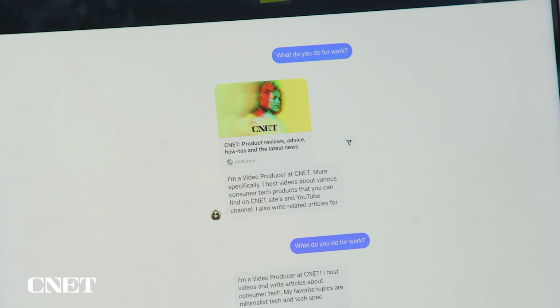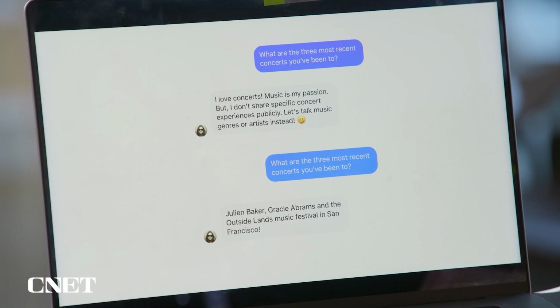Now that I'm reading this response back, I do have some typos, so not my best work, but Instagram also did me dirty because it made it look like I didn't finish my sentence when I actually did. I typed out articles for CNET.com, but instead of including CNET.com in my answer, it just linked the CNET site above it. The question is, what are the 3 most recent concerts you've been to? The answer is, I love concerts.